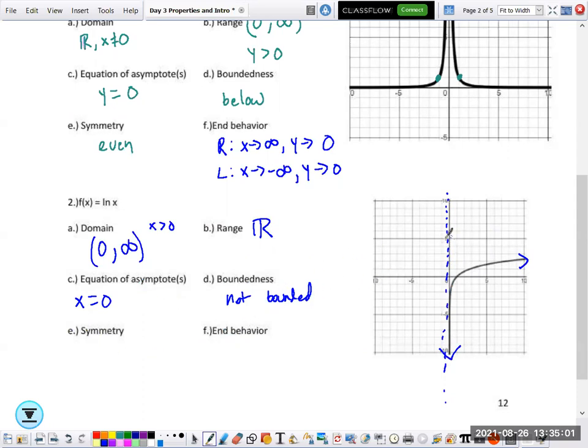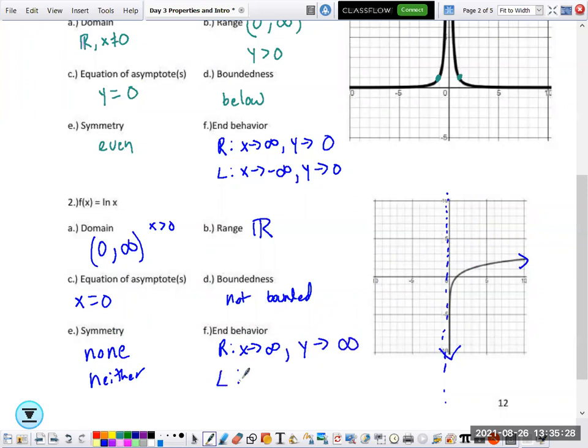Symmetry, this graph does not have even or odd symmetry. It is not reflected over the y-axis. It does not have 180-degree rotational symmetry around the origin. So you can say none, or you can say neither. And behavior on the right, as x goes to infinity, y is going up.